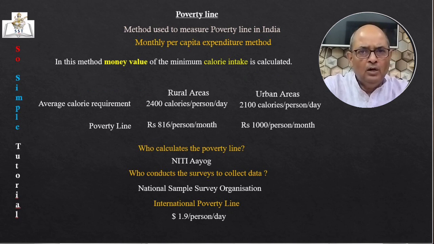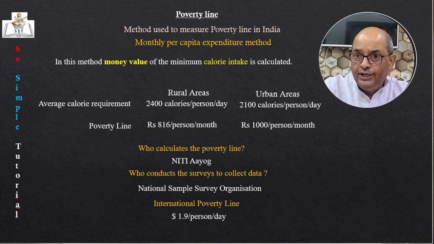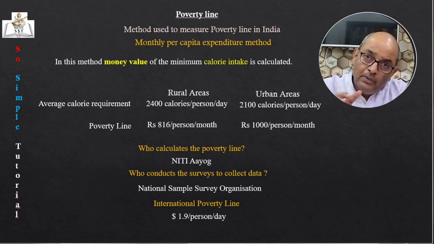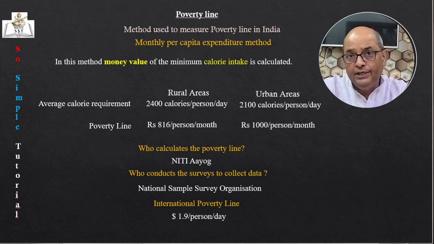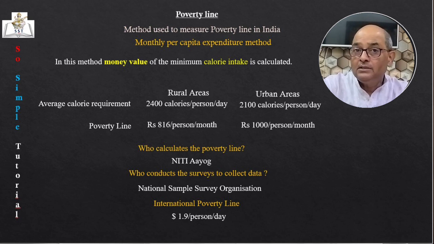Okay, now how to determine poverty line in India? In India, the method used to determine the poverty line is monthly per capita expenditure method. In this method, the money value of the minimum calorie intake is calculated. I am repeating, in this method, the money value of the minimum calorie intake is calculated. The food items such as cereals, pulses, vegetables, milk, oil, sugar, etc., all that we eat together provide these calories.